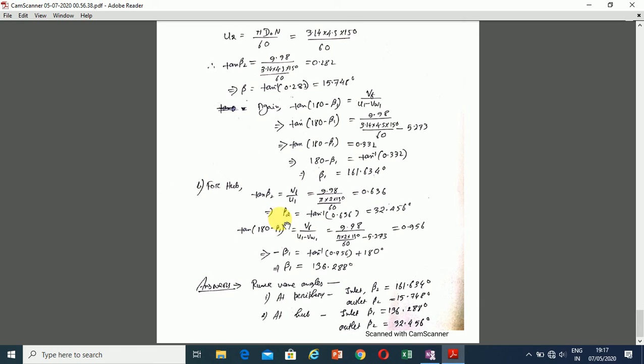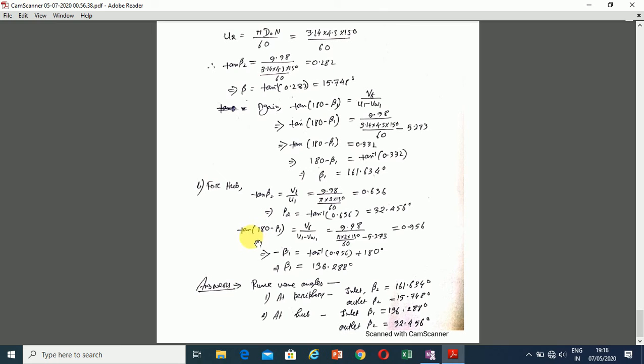Now tan beta for the hub. Tan beta 2 is equal to Vf by U2. Since we are talking about the hub, we take the diameter 2, that is the hub diameter. Vf is found 9.98, and U2 is pi D n by 60, so pi into 2 into 150 divided by 60, that is 0.636. From here, beta 2 is equal to tan inverse 0.636, that is 32.456 degree.